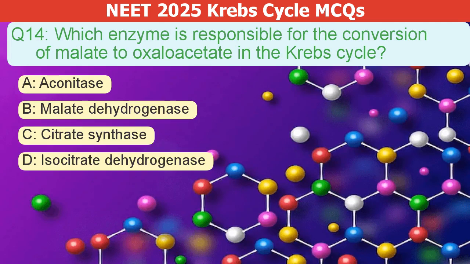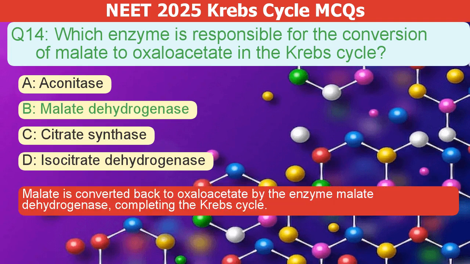Which enzyme converts malate to oxaloacetate in the Krebs cycle? A. Aconitase. B. Malate dehydrogenase. C. Citrate synthase. D. Isocitrate dehydrogenase. The correct answer is B. Malate is converted back to oxaloacetate by the enzyme malate dehydrogenase, completing the Krebs cycle.